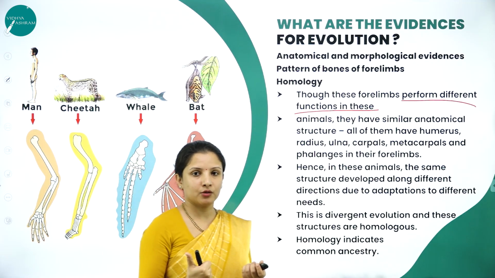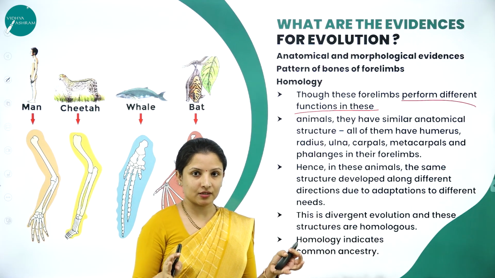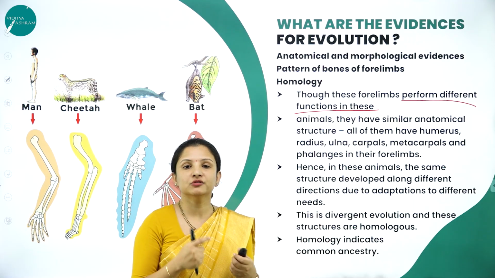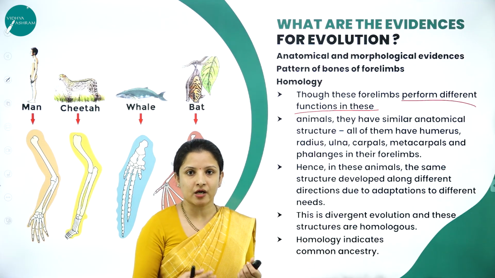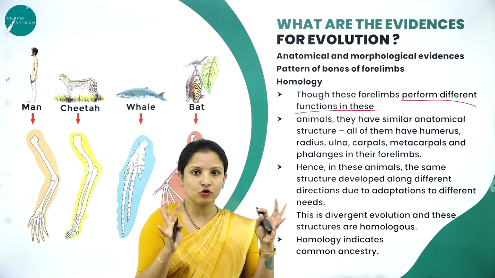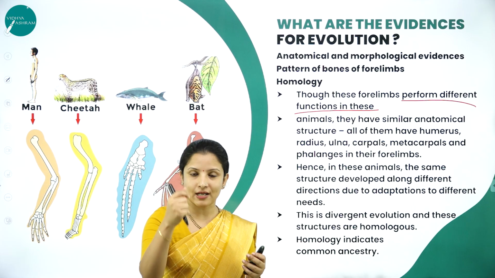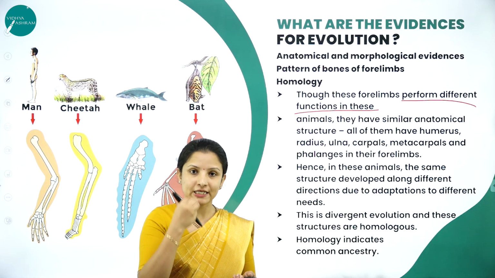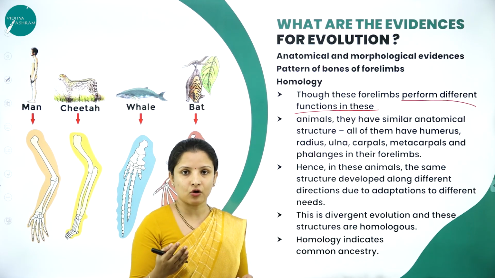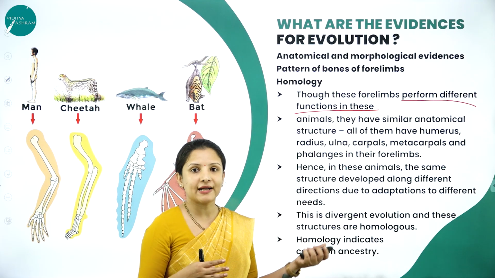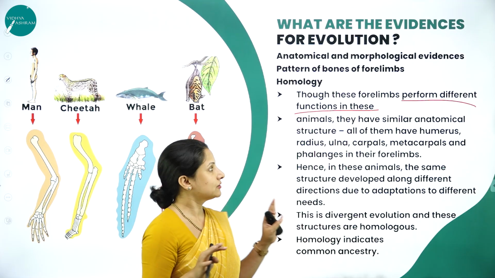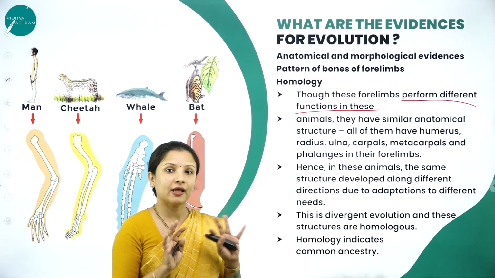Say for example, the forelimbs in these organisms perform different functions. In whales, they use it for swimming. In the case of cheetah, they use it for running, walking, etc. In the case of humans, our forelimbs, I'm talking about the hands or the arm, we use it for clasping onto things, for eating, for writing and all that, right? And in the case of bats, they use it for flying. So anatomically, they are similar.